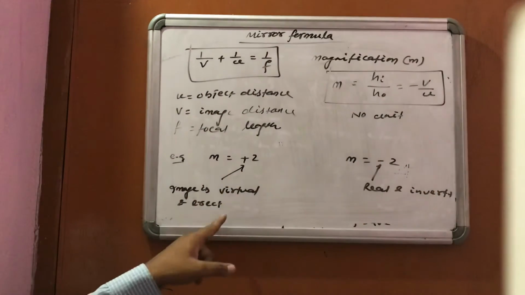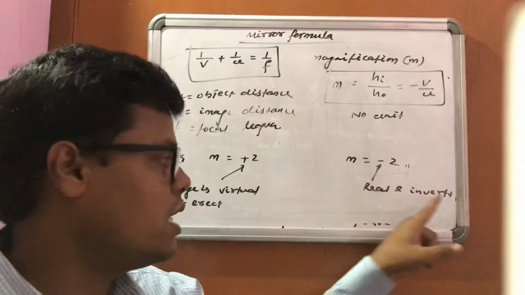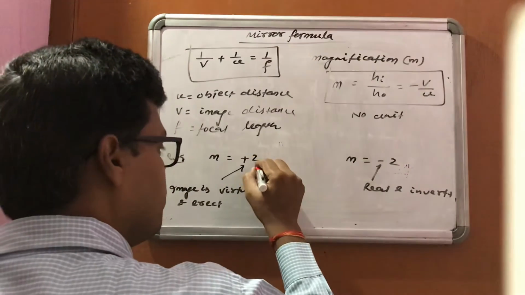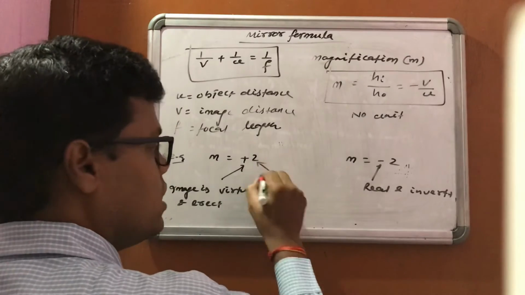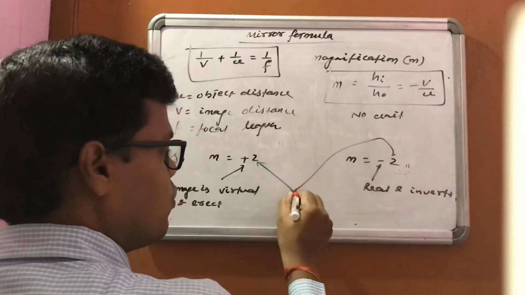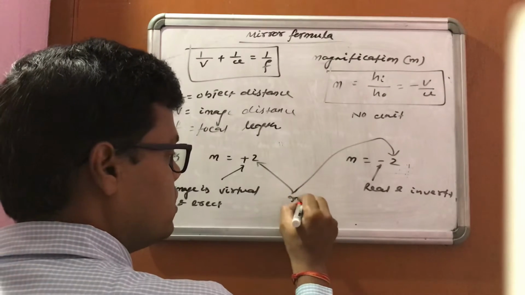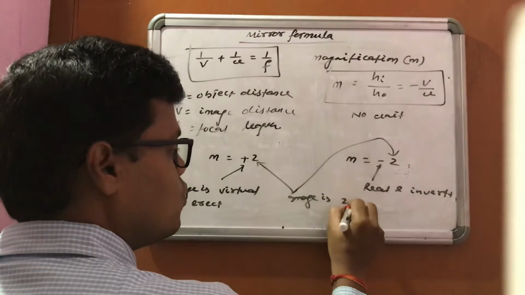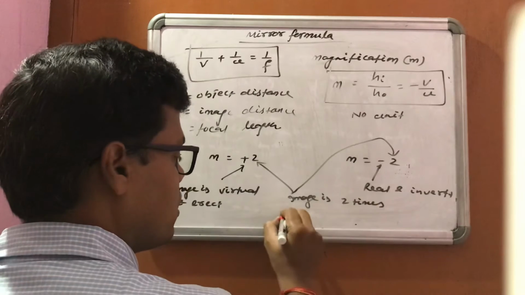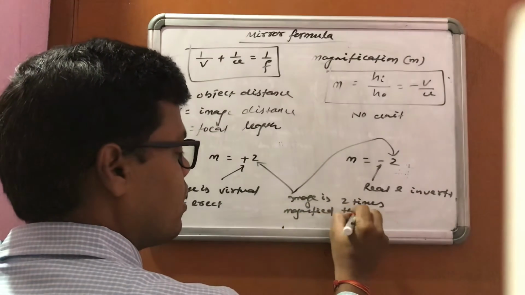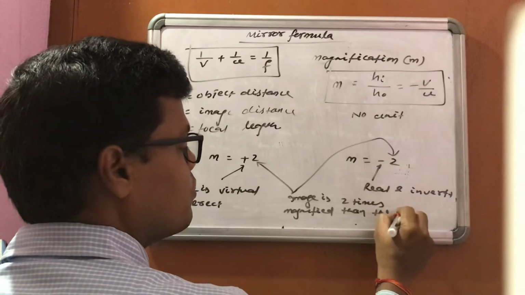The plus sign represents virtual and erect; the minus sign indicates it is real and inverted. And here, what does 2 represent? In both cases, 2 represents that the image is 2 times magnified than the object.